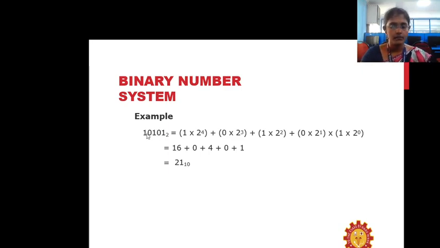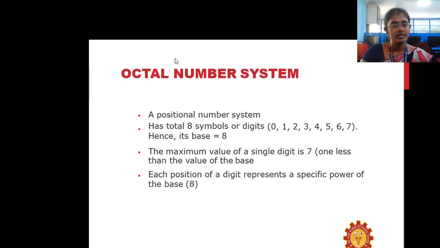The next number system is the octal number system. In general, octal means 8. Octal represents the value 8, so in total it has 8 symbols.